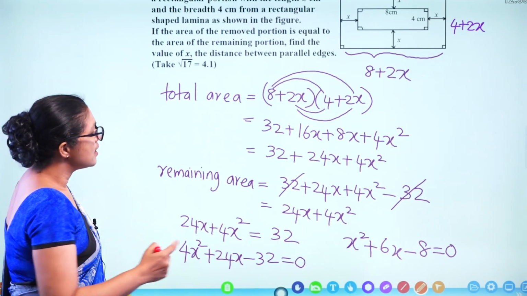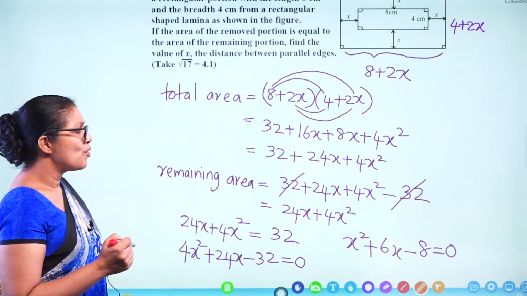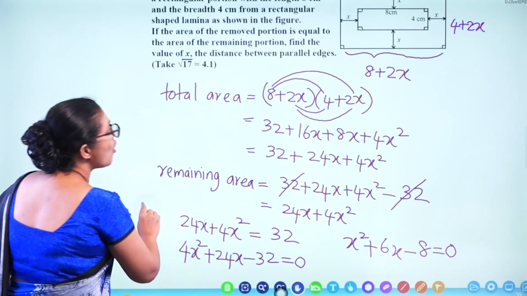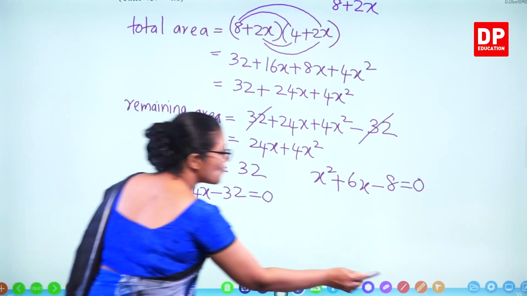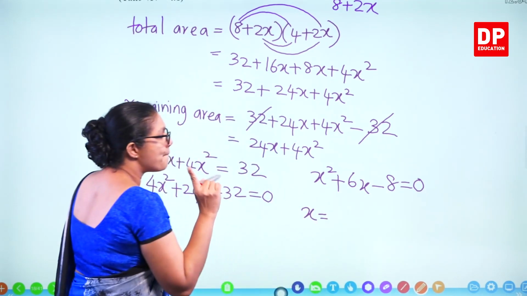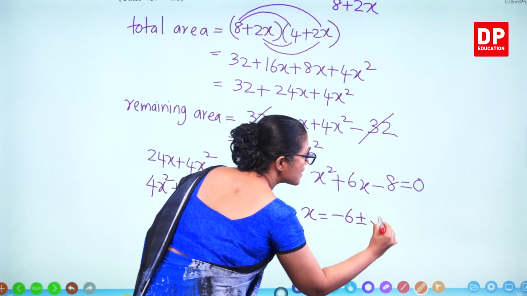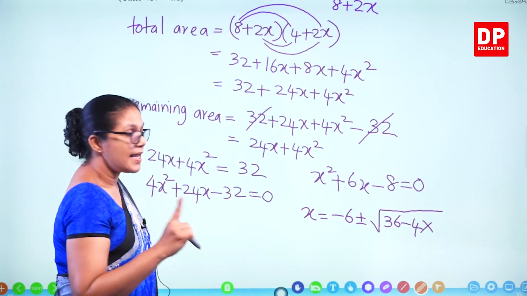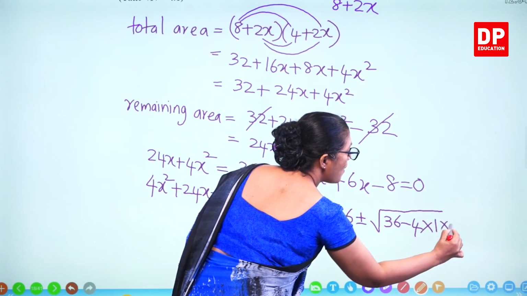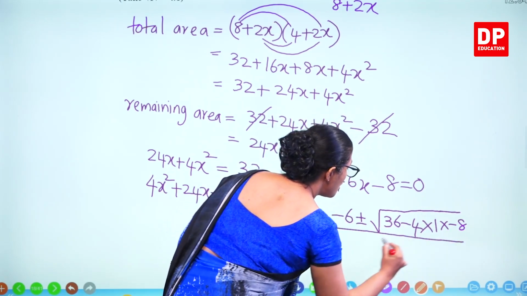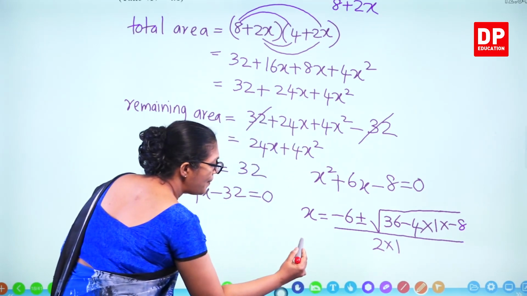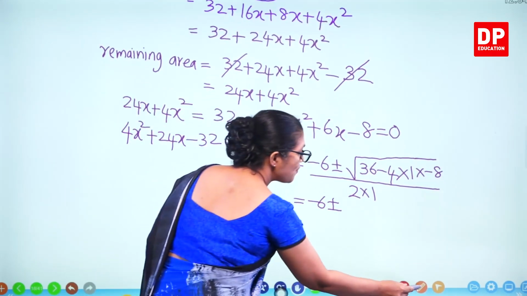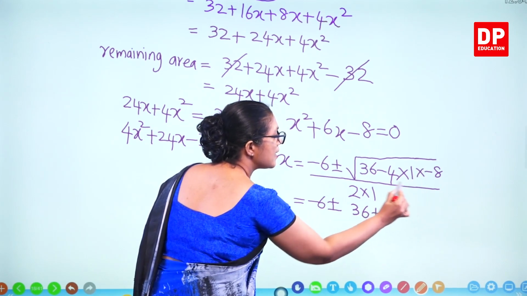So how do we find the x value? What's the easiest way to find the x value? You can use the quadratic formula. So what's x? Minus b plus or minus the square root of b squared, that's 36, minus 4ac. A means the coefficient here, 1, and c is minus 8, over 2a. Now simplify: minus 6 plus or minus the square root of 36 plus 4 times 8, 32.